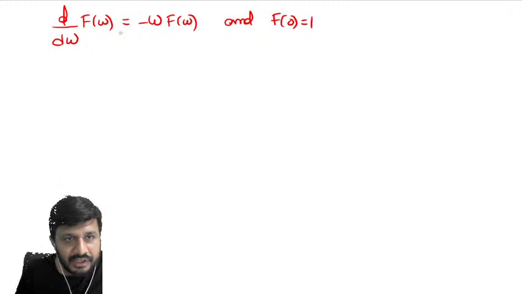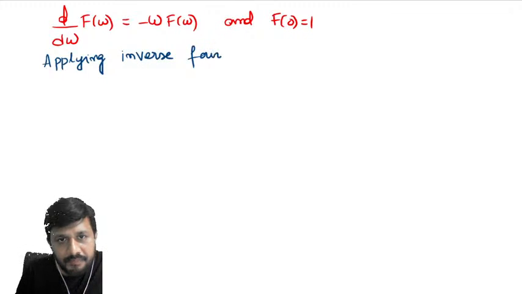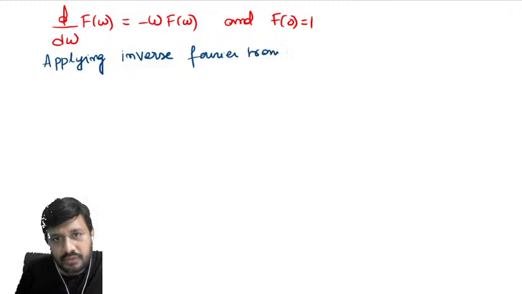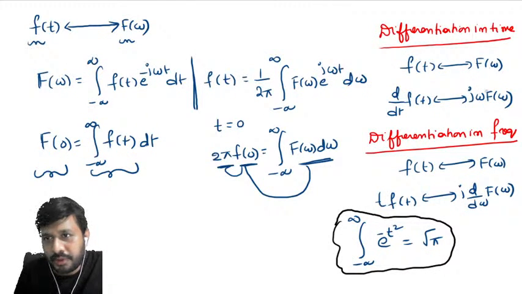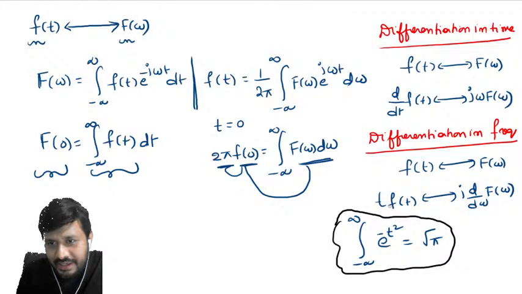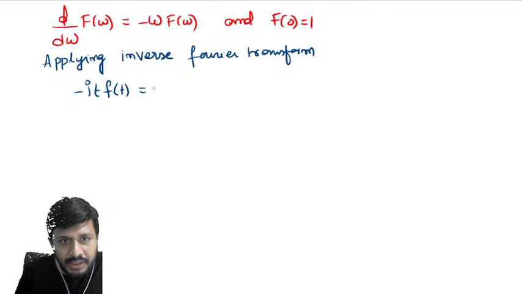what do you have to do? This is given in terms of the transform. Apply the inverse Fourier transform. Applying step by step, we'll see. Inverse Fourier transform. What will you get? d by d omega of F of omega you want, so go to this property. d by d omega of F of omega means minus j t, minus jt f of t. Okay. Minus jt f of t is equal to, minus is there.